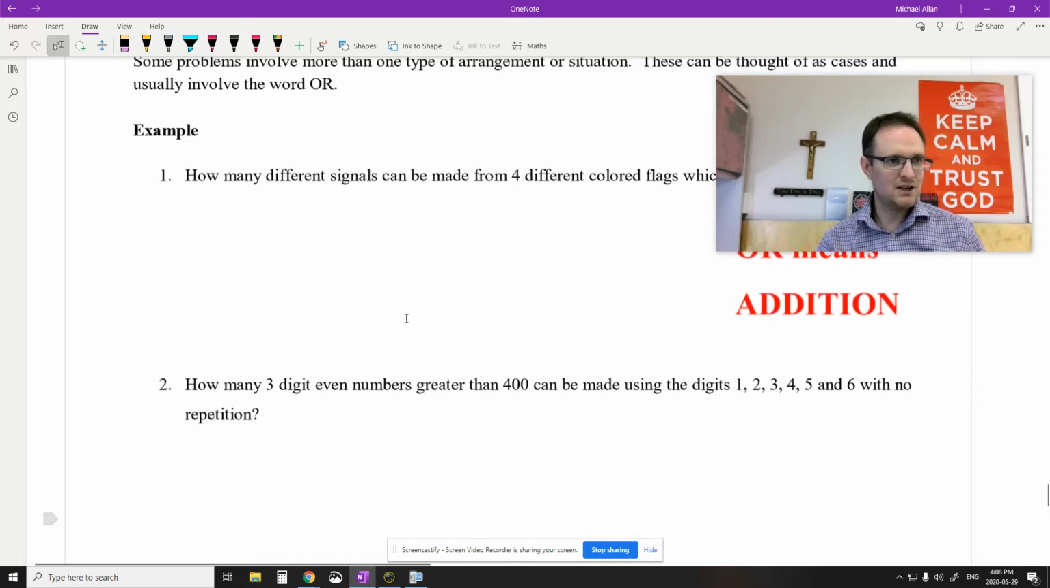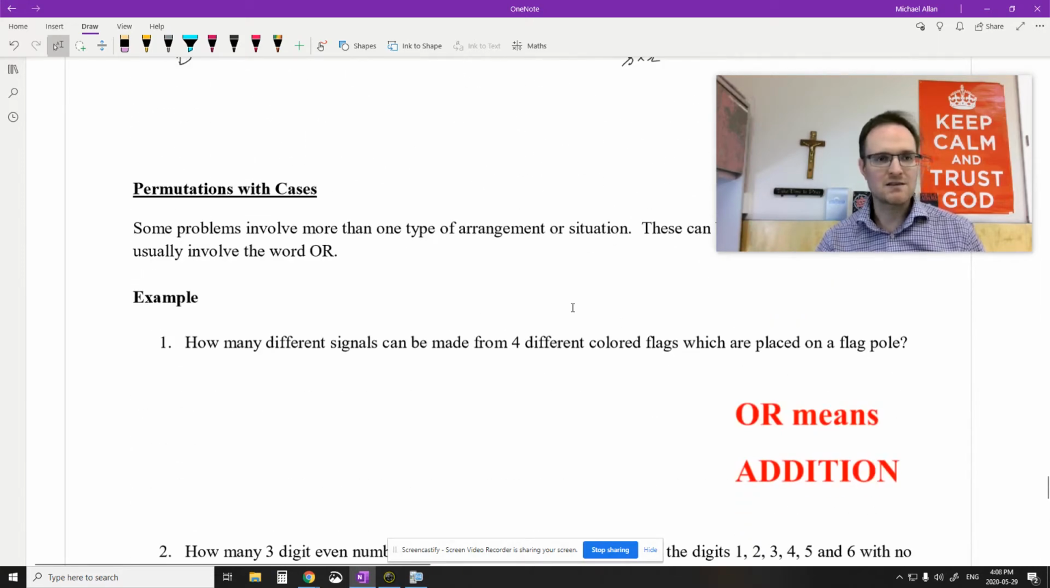All right. So the next lesson, which is a little bit shorter, you can see that literally it's just one page. We're going to just talk about permutations with cases. This one just has a bunch of ors in there. We'll talk about that a little bit more.